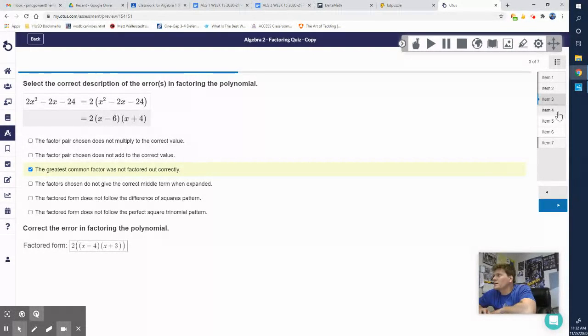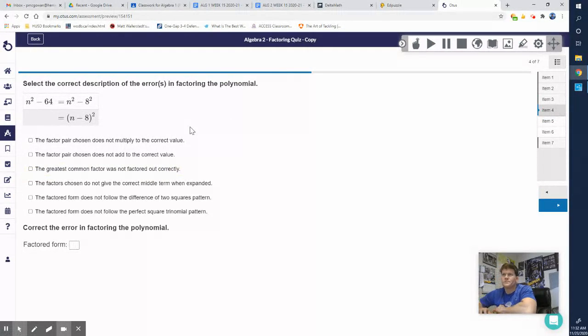So let's go on to the next one. We're looking at number 4 here. n squared minus 64, n squared minus 8 squared, n minus 8 squared. Guys, this is one of the ones I was trying to give you a hint for the day of the quiz. It is 2 terms with a minus in between, and we could take the square root of both of them. This is a difference of 2 squares. It does not follow the difference of 2 squares correctly.